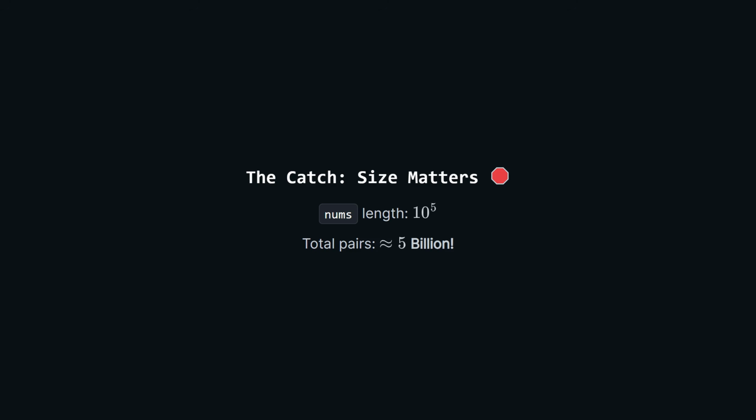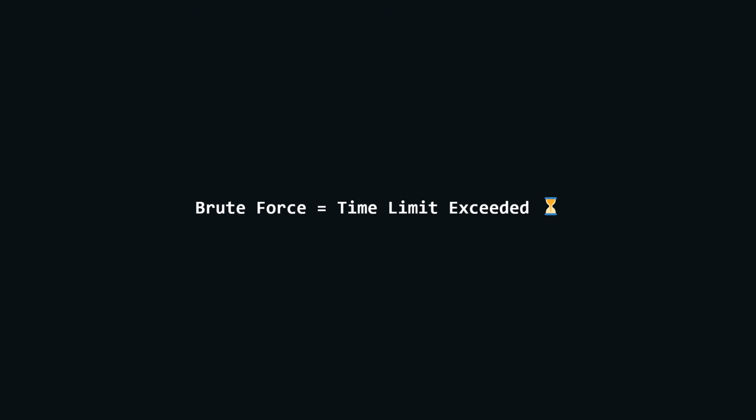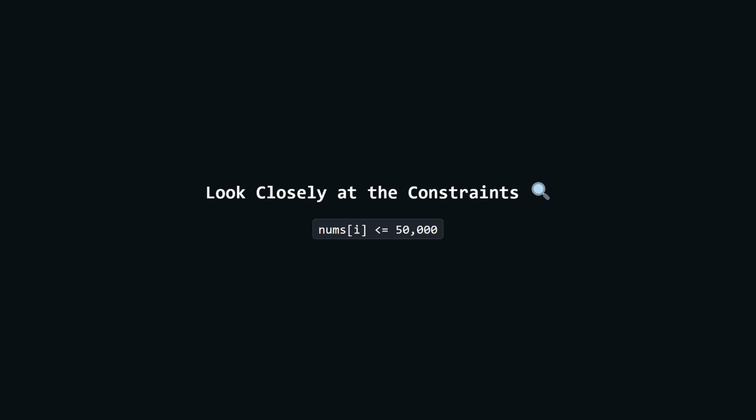Our list of numbers can have up to 100,000 items. If we try to actually create and calculate every pair, that is around 5 billion pairs. If we write a simple double loop to check every pair, it will take way too long, and Leetcode will give us a time limit exceeded error. We need a faster way. So how do we speed this up?